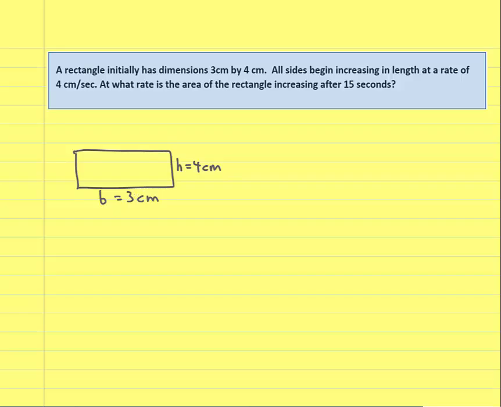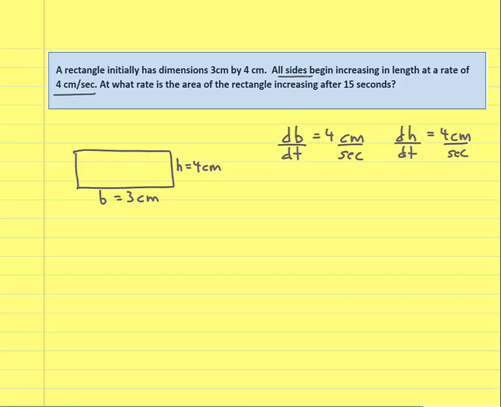It says all sides begin increasing in length at a rate of 4 centimeters per second. So what we're looking at here, increasing in length, the base ends up changing 4 centimeters per second, and so does the height. So the change in base with respect to time is equal to 4 centimeters per second, and the change in height with respect to time is also 4 centimeters per second. And that's this information right here. All sides, whether they be base or height, is increasing.